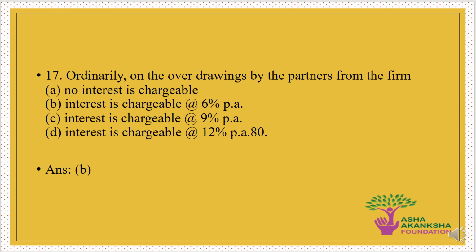Next question is, ordinarily, on the overdrawing by the partner from the firm, which of the options is correct? Options are A, no interest is chargeable; B, interest is chargeable at the rate 6% per annum; C, interest is chargeable at the rate 9% per annum; or D, the interest is chargeable at 12% per annum. The correct answer to this question is option B, that is, an interest is chargeable at 6% per annum if there is an overdrawing by a partner from the firm.